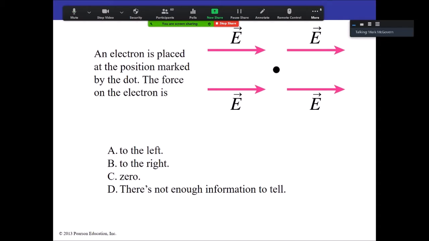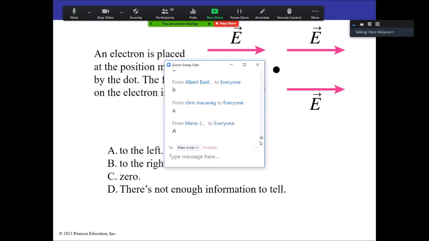I got 60 people in here. Wow. So many bees.